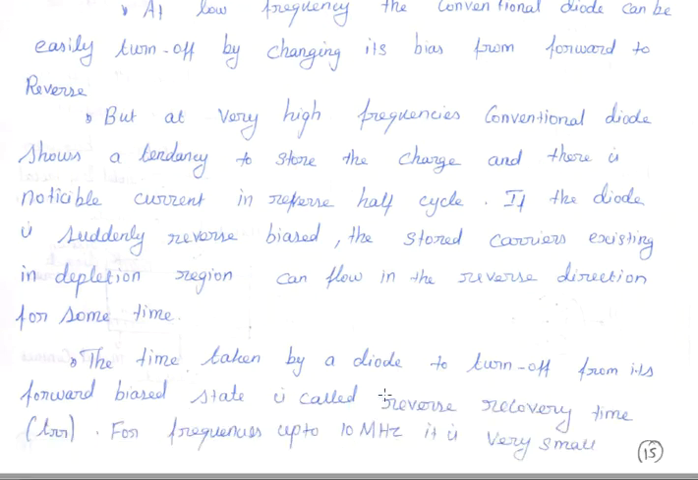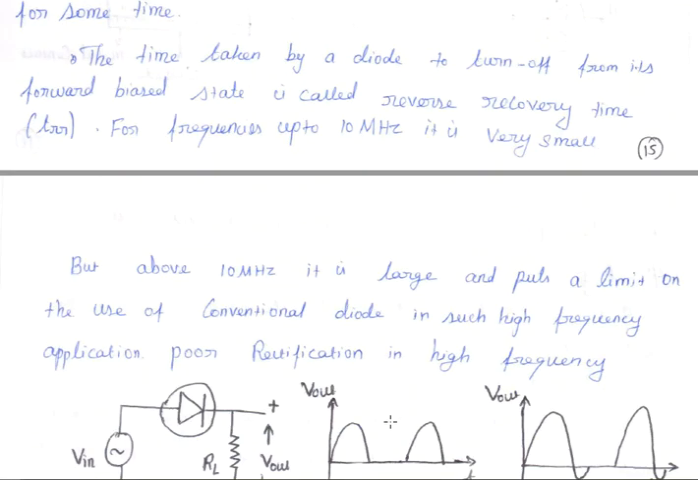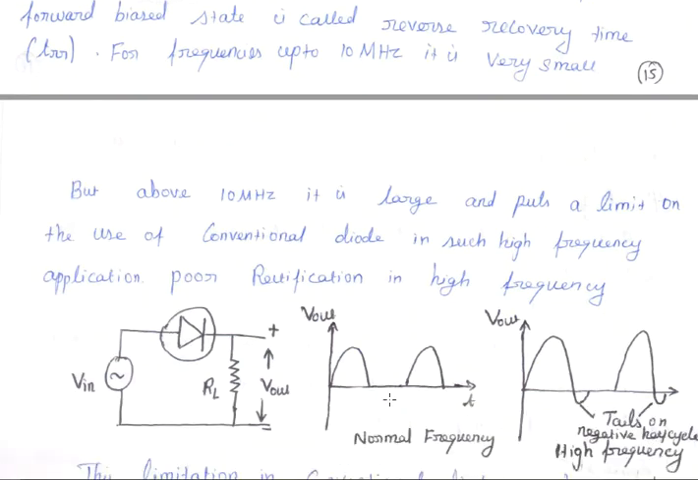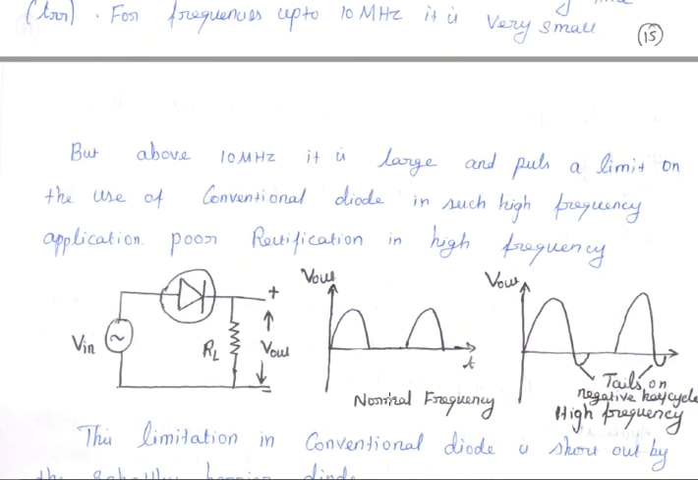The time taken by a diode to turn off from its forward bias state is called as reverse recovery time. It is denoted as TRR. For frequency up to 10 MHz, it is very small, but above 10 MHz, it is large and puts a limit on the use of conventional diode in such high frequency application.